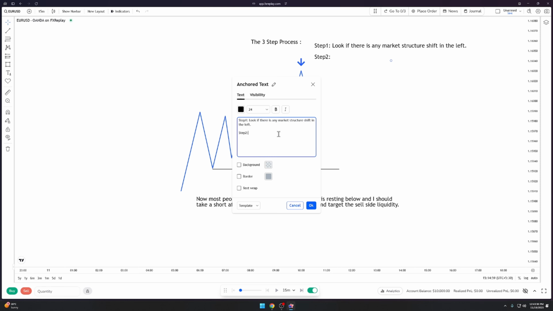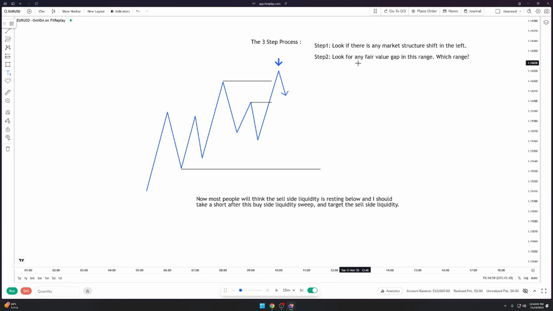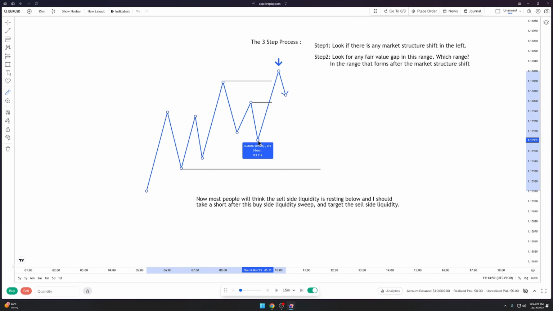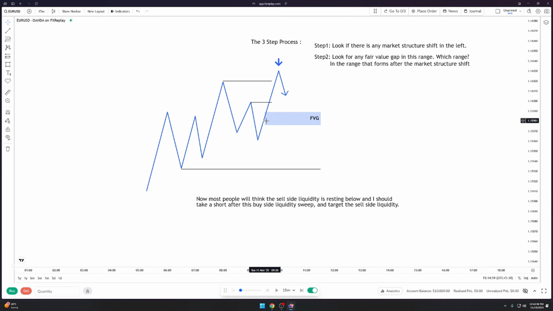Step 2 is to look for any fair value gap resting within this range. You may wonder, which range? How do I know? You have to look within the range that forms after the market structure shift. For example, we have a market structure shift in this range, so you should look for a fair value gap inside this range. Now, suppose we have a fair value gap in this range, something like this, so we have to mark it out.